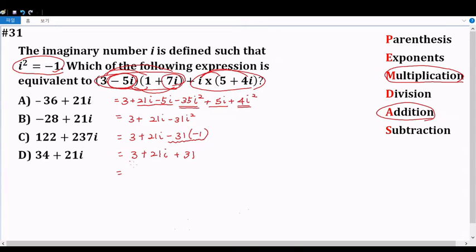Then we can combine the 3 and 31. That's equal to 34 plus 21i. Therefore, the answer is D, 34 plus 21i.